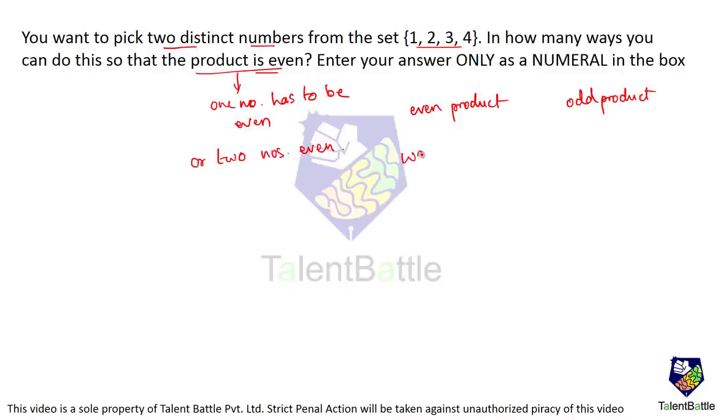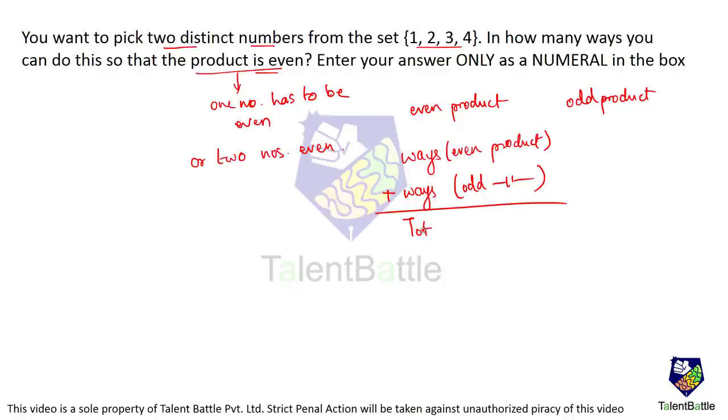So ways of getting the even product plus the ways of getting odd product is going to be the total ways which are there. Now, what are the total ways? I want to pick only two numbers. So I'll first find out total ways of picking two numbers. Out of four numbers, I have to just pick two numbers. Sequence is not important, so it is a pure combination question.